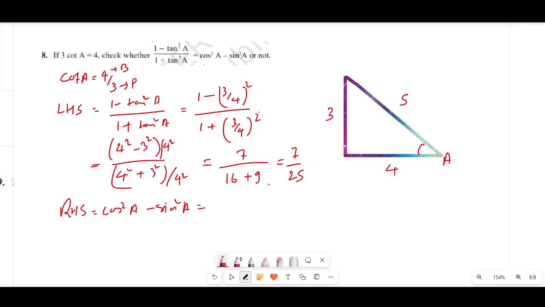What is the value of cos A? Base by hypotenuse, 4 by 5. So (4 by 5) square. Clear? Minus sin A, perpendicular by hypotenuse, 3 by 5. Clear? 3 by 5.